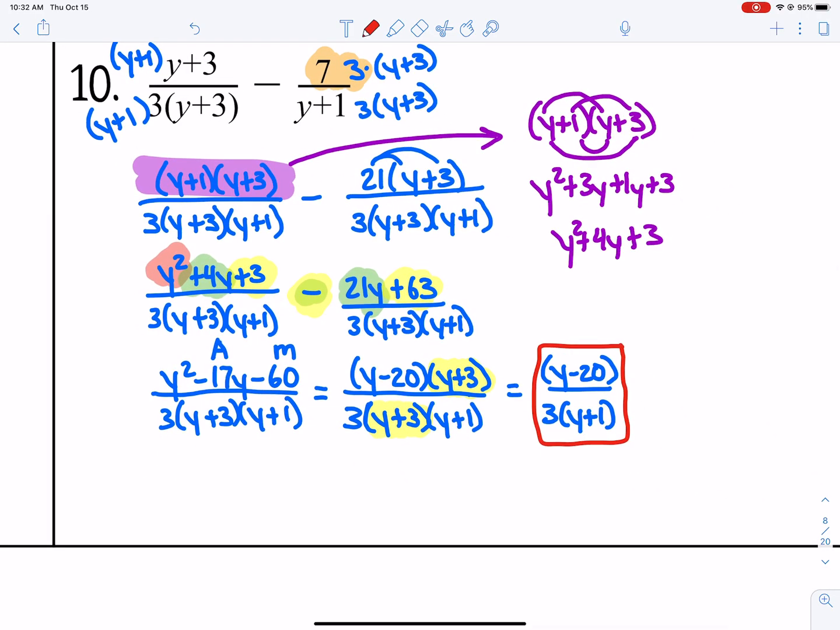And then let's just state the restrictions on the variable. So if I have a denominator of y plus 3 and y plus 1, y cannot equal negative 3 or negative 1. All right. So that's it for adding and subtracting rational expressions.